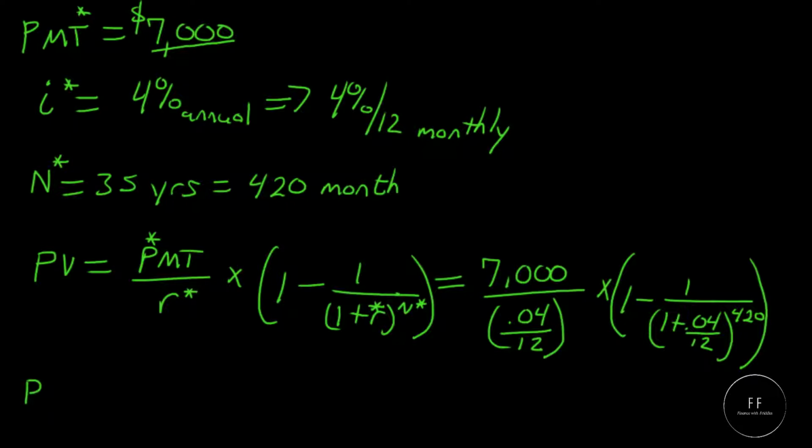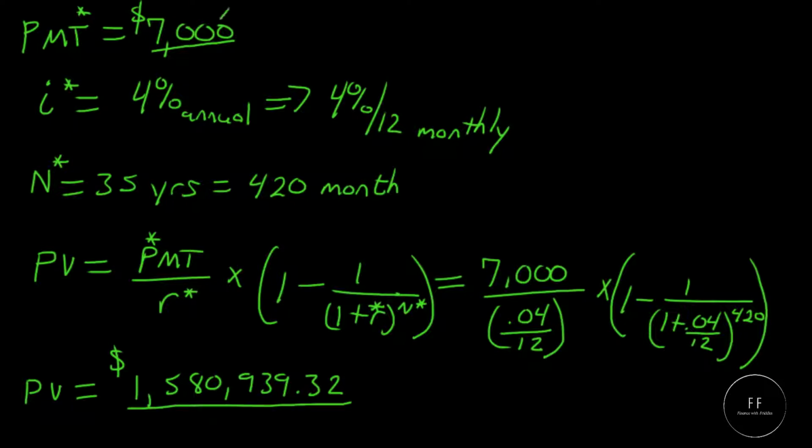And once we run that calculation, we find out that the present value is equal to a figure of $1,580,939, and if we're going to be really precise here, 32 cents. So this is the sum of money that we need in our investment account today, right here, in order to pay us out $7,000 every month for 35 years.